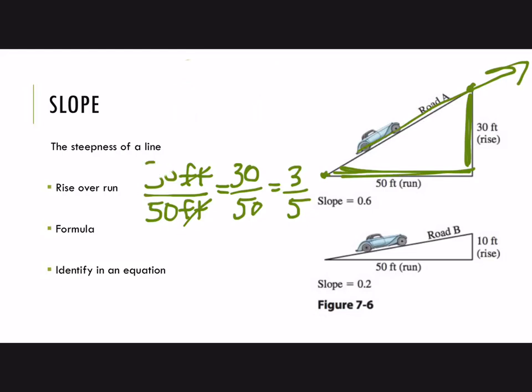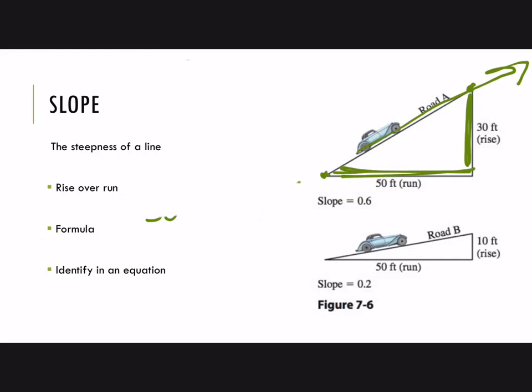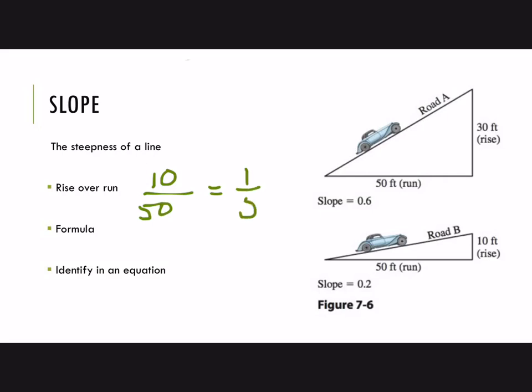So we have rise over run, and you could find that from a picture like here with the car. Let's do a second example of that. The second car there has a rise of 10 feet for every run of 50 feet. So the slope of that road that the car is driving on would be 1/5.